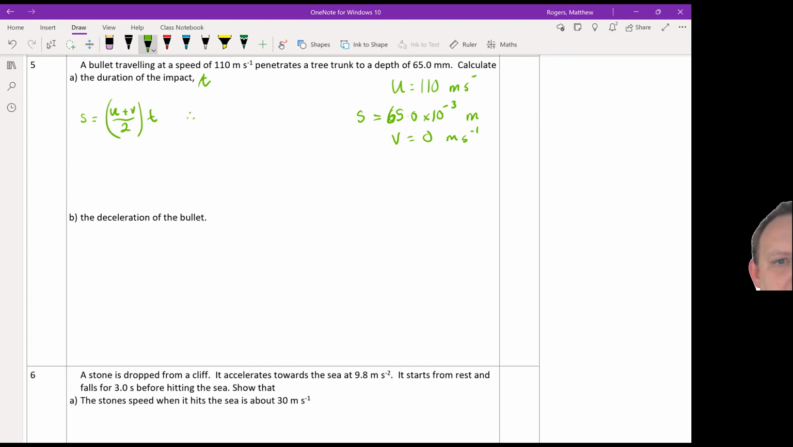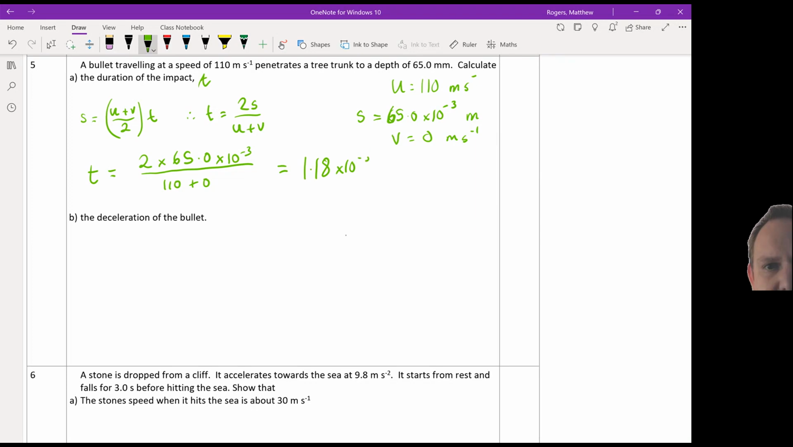Rearranging this for t, we get 2s over (u plus v). So our line of calculation is going to say 2 times 65.0 times 10 to the minus 3 divided by u, which is 110, plus v, which is equal to 0. This gives us the time of impact of the bullet of 1.18 times 10 to the minus 3 seconds.